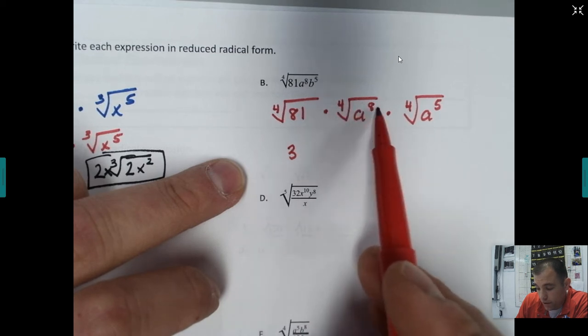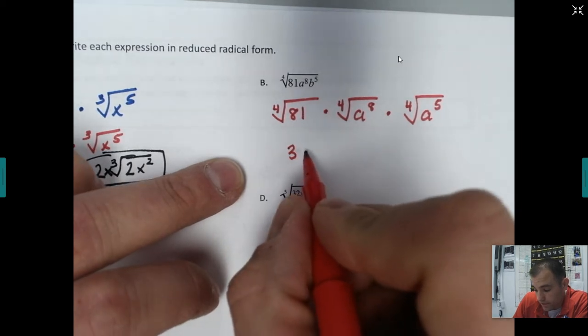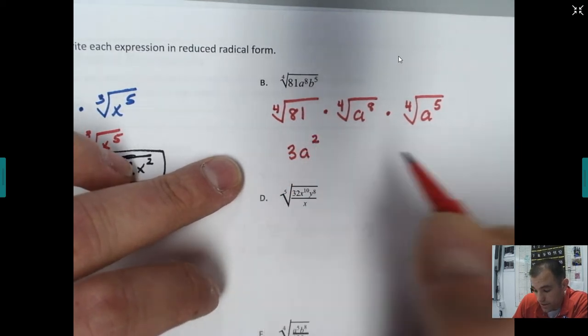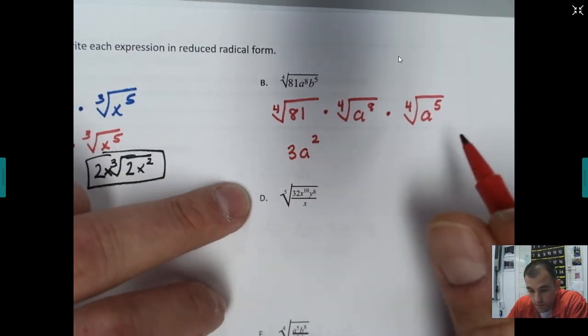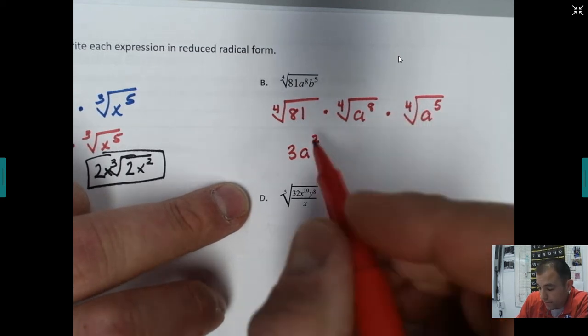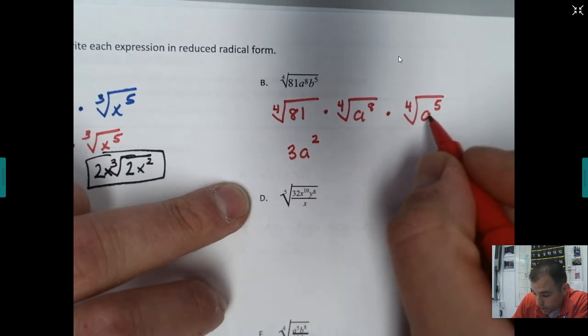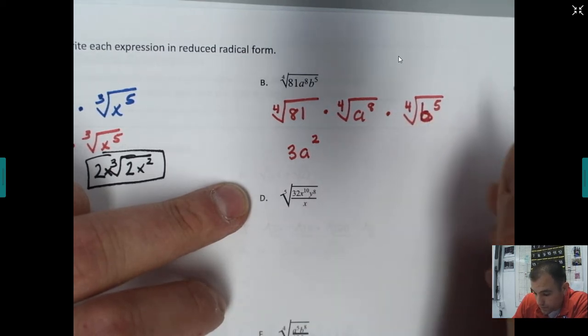Now look at this next one. 8 divided by 4. How many times will 4 go into 8? It'll go in twice, so it comes out evenly. So that's just a squared. This next one's not going to be even. 4 will go into 5 one time. Oh, that's a b. I don't know why I put an a over here. I'm sorry, y'all. This is b to the 5th.